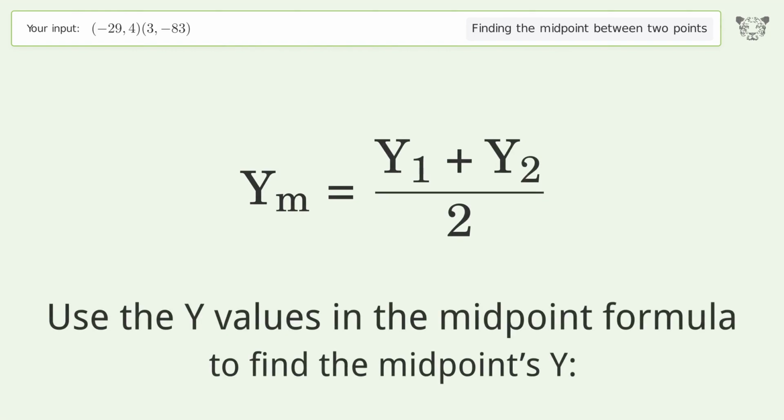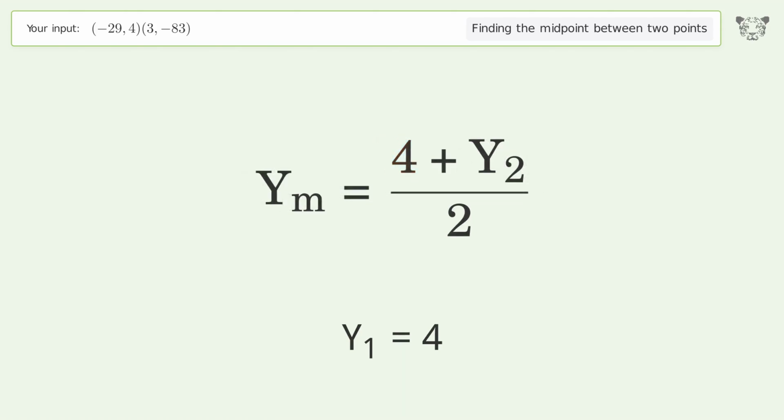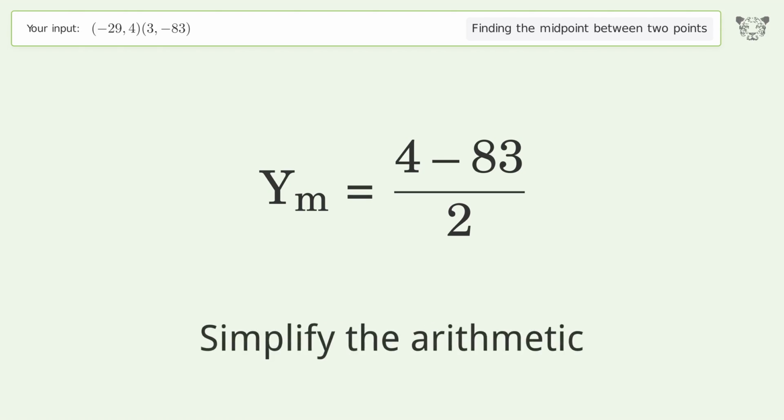Use the y values in the midpoint formula to find the midpoint's y. y1 equals 4. y2 equals -83. Simplify the arithmetic.